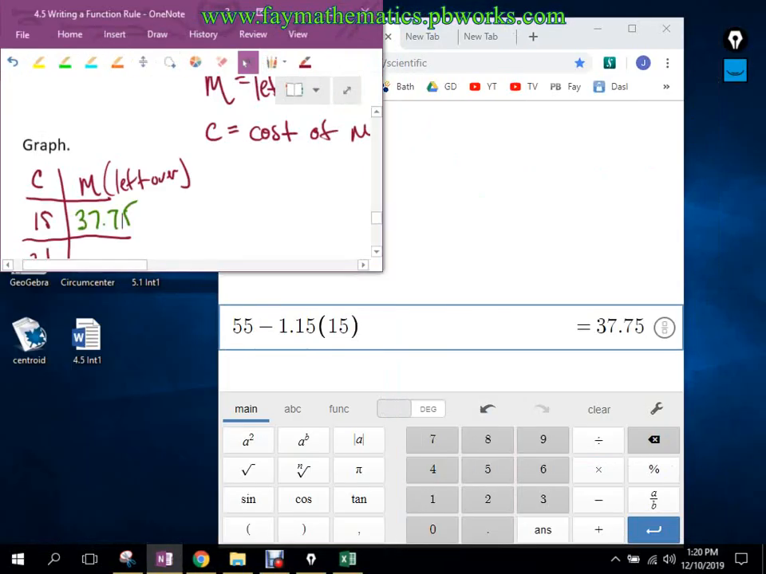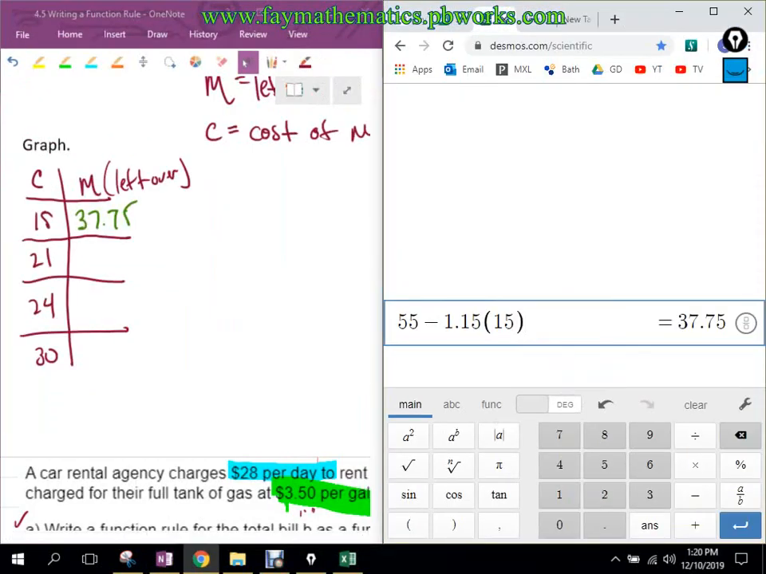Okay, so now the next thing I'm going to do, here's the idea. I don't want to type that in again. It's not that terrible to type in, but I don't want to. Most of your calculators will allow you to go back up with your arrow key and grab that equation and just replace that 15 with 21. You can delete the 15 out, put 21 in, and now you see Desmos is automatically evaluating that to 30.85.